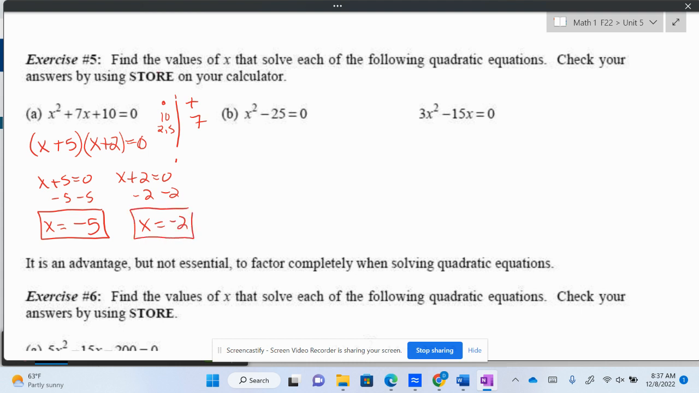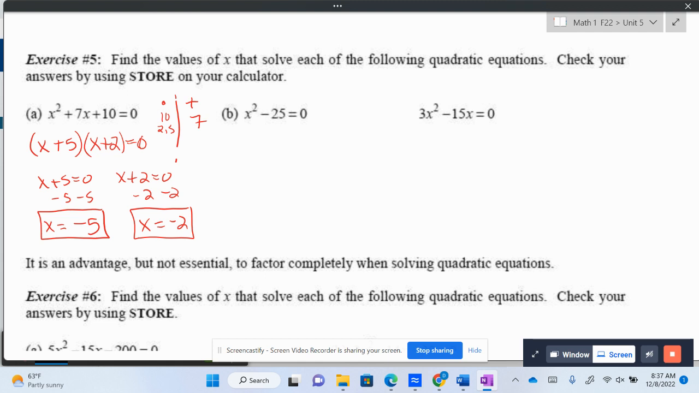Y'all are going to get to the point that if you see x plus something, you know that the solution is the opposite. And if you see x minus something, you know that the solution is the opposite. You're going to do this so much that you're going to be able to look at the binomial and already know what your solutions are. But right now we'll play this game.